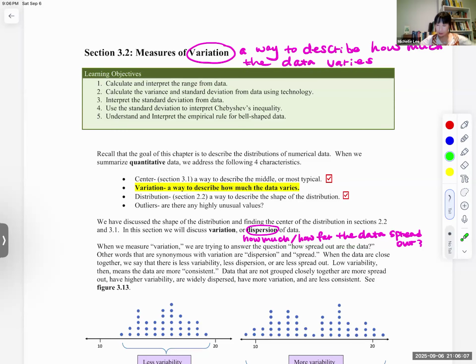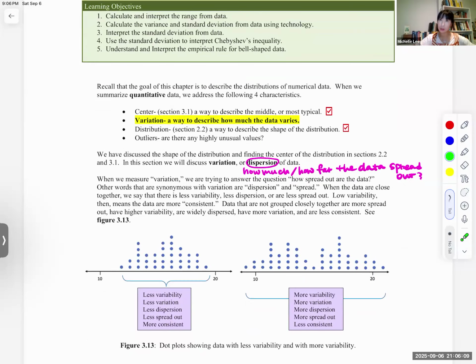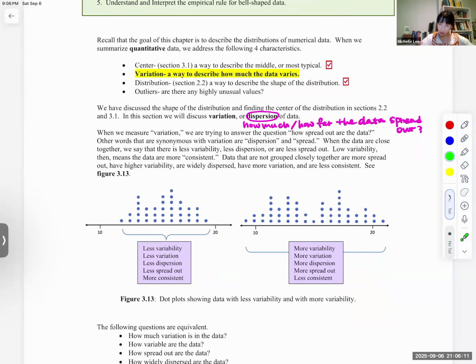Okay, so let's take a look at this picture. Can you distinguish the two different pictures? This one is less variability, less variation, less dispersion, less spread out, right? Everything is the same word. And then the last word they said is more consistent. Let's talk about this one later.